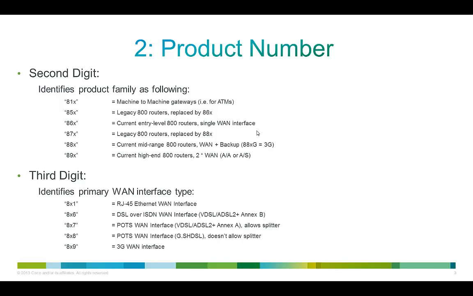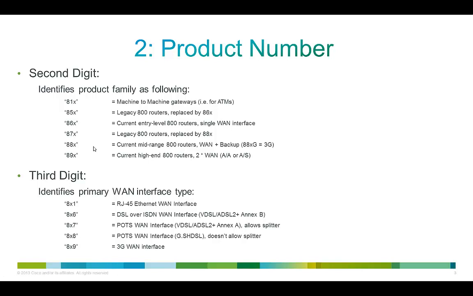The product number, the first digit is always an 8 for identifying 800 series. The second digit identifies the family, meaning the 810 for machine-to-machine gateways. The 850 and 870 series are our legacy products, and the 860, 880 and 890 series are our current products.